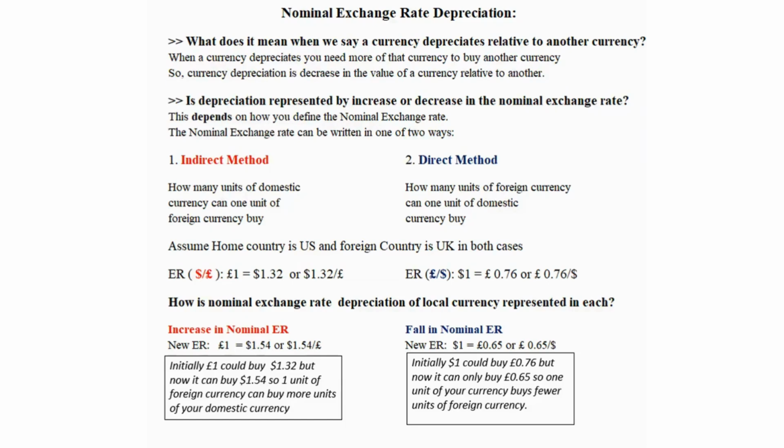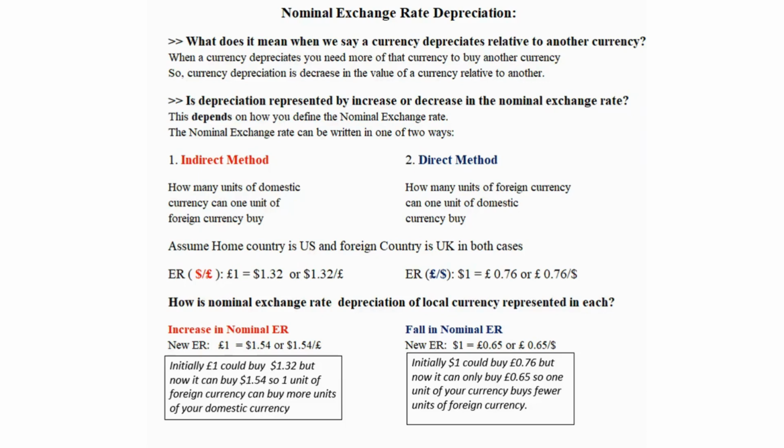We want to now look at nominal exchange rate depreciation. We first see, okay, what does it mean when we say a currency depreciates relative to another currency? So this basically means that the currency has fallen in value relative to another currency, which you can think about in terms of weakening of a currency. So now we need to see, okay, is depreciation represented by an increase or decrease in the nominal exchange rate?